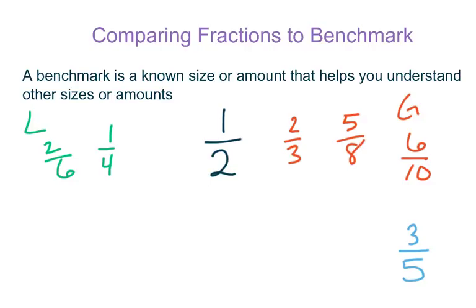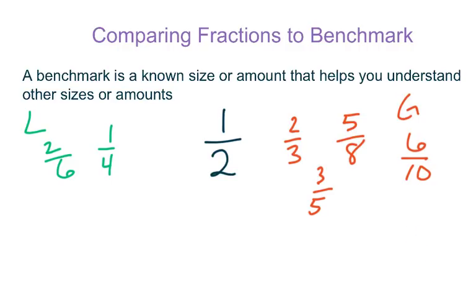And then our last one is 3/5. Again, this is an odd number, so it makes things a little bit tricky, but 1/2 of 5 would be 2.5. That would be 1/2 of 5. In this case, 3/5 is greater than that, so 3/5 would fall on our greater than side.